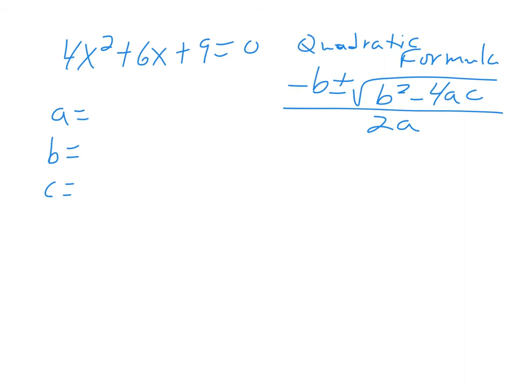Alright, I'm going to go through this fairly quickly because everybody should know how to use the quadratic formula by now. So we got our A, B, C. We've done this in the past. There's our A, that's our B, and that's our C. So our A is 4, B is 6, C is 9. So I just substitute all those in my quadratic formula and solve it.